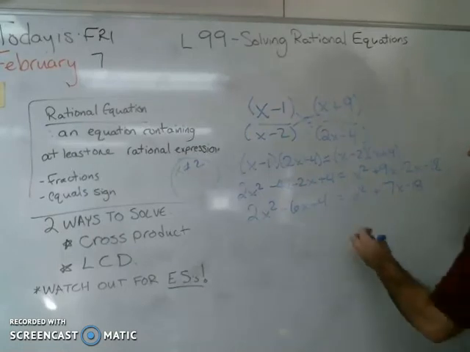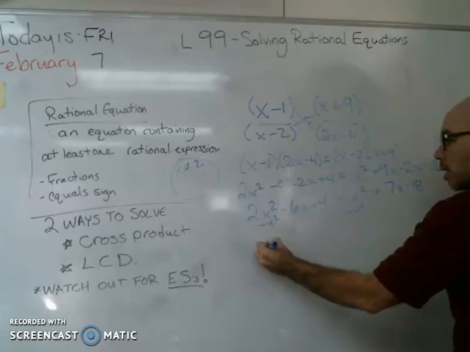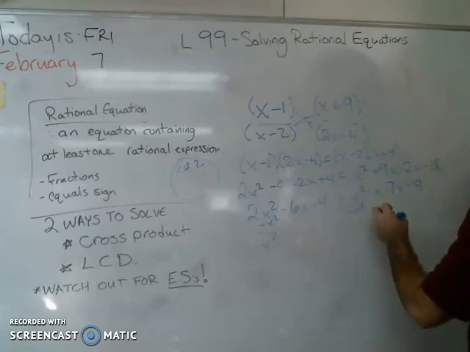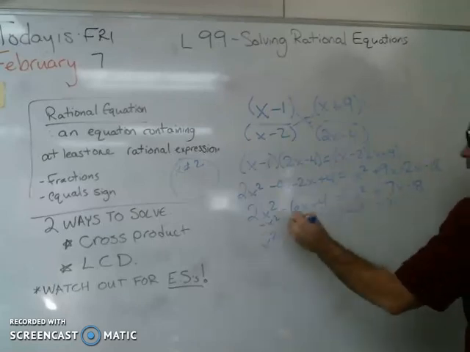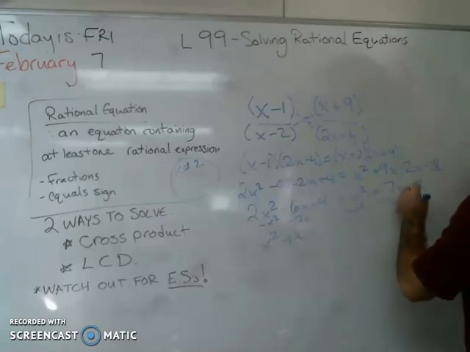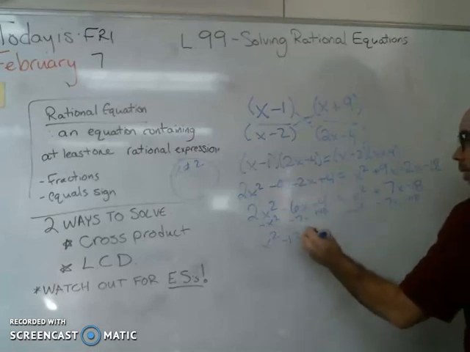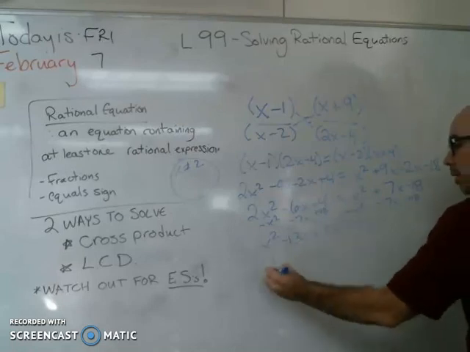All right, let's start collecting terms here. We're going to subtract x squared, so we've got x squared. We're going to subtract 7x. It gives us negative 13x. We're going to add 18, add 18, that leaves us with 0 on that side and 22 on this side.